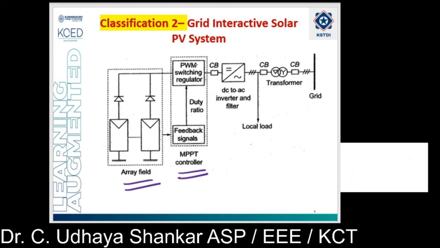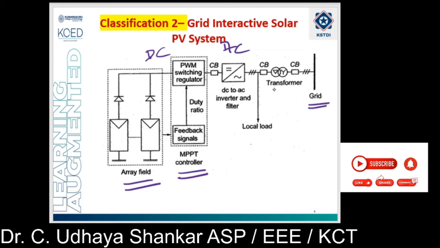And this PWM switching scheme is used in order to convert the DC power which is available over here to AC. Again, this inverter is going to convert it to AC, and then it is fed to the grid. Here you can see that the grid is there, and this transformer will be a step up transformer, as the voltage level will be less when compared to the grid voltage. So using the step up transformer it will be exported to the grid. And if there are any local loads, those can also be supplied by this grid interactive solar PV system. So hope you are all clear with the block diagram explanation of the grid interactive solar PV system.